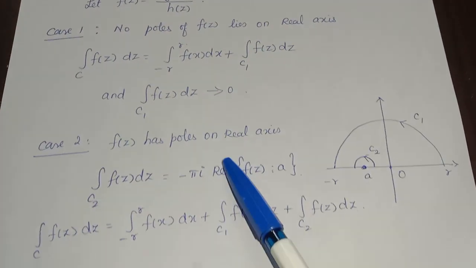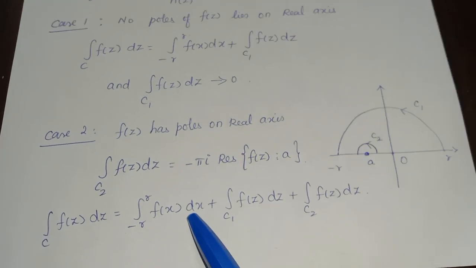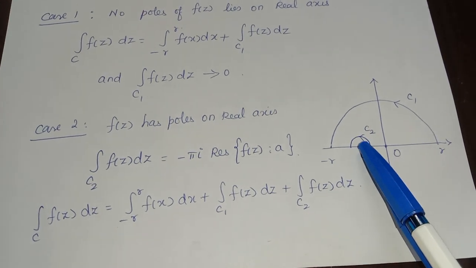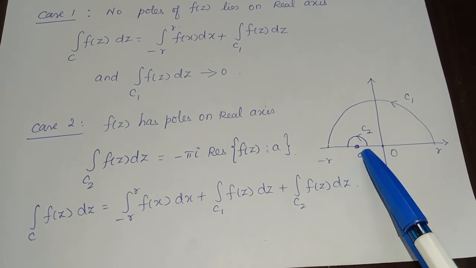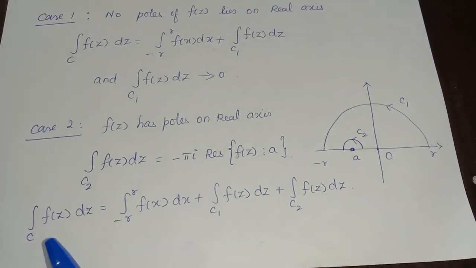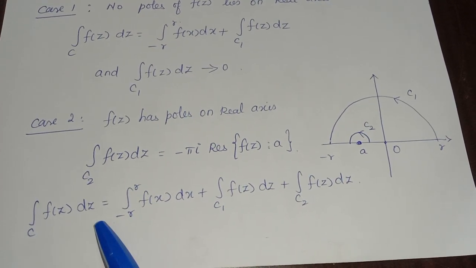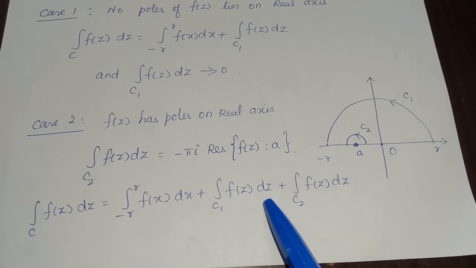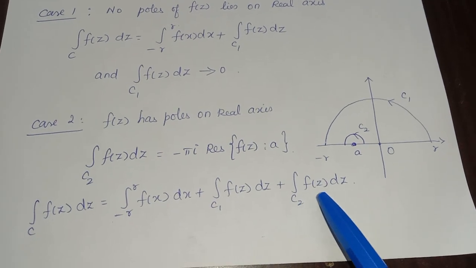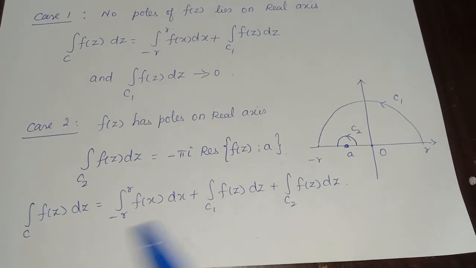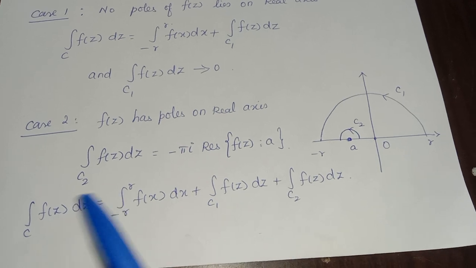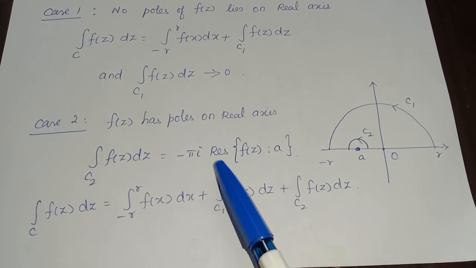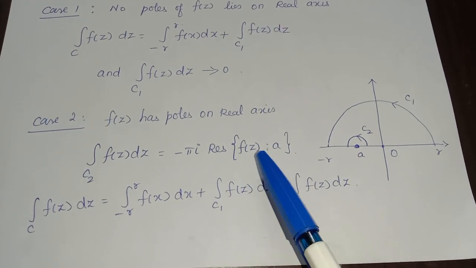Suppose you have poles on the real axis, we have a separate formula. For the pole on the real axis, you take a circle C2 around this pole on the real axis. In that case, the integral can be written as integral over C f of z dz equal to integral minus r to r f of x dx plus integral over C1 f of z dz plus integral over C2 f of z dz, where this is 2 pi i into the sum of the residues. And this is the pole on the real axis. For this one, the formula is minus pi i into the sum of the residues on the real axis.